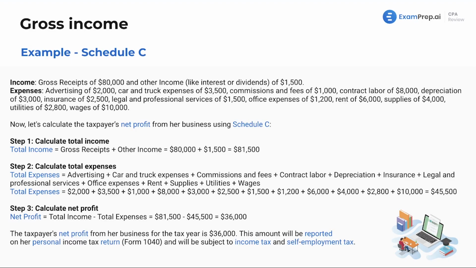Here's an example dealing with a Schedule C. We've got, in this example, gross receipts of $80,000 and other income, such as interest or dividends, of $1,500. We've got expenses, and these are going to deal with advertising of $2,000, car and truck expenses of $3,500, commissions and fees of $1,000, contract labor of $8,000, depreciation of $3,000, insurance of $2,500, legal and professional services of $1,500, office expenses of $1,200, rent of $6,000, supplies of $4,000, utilities of $2,800, and wages of $10,000.